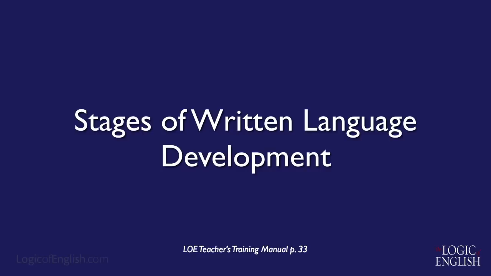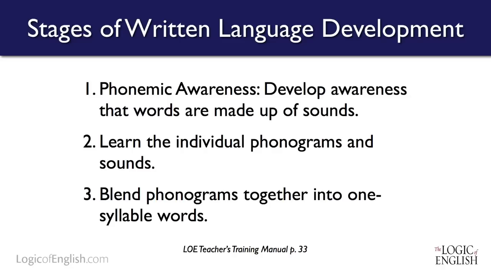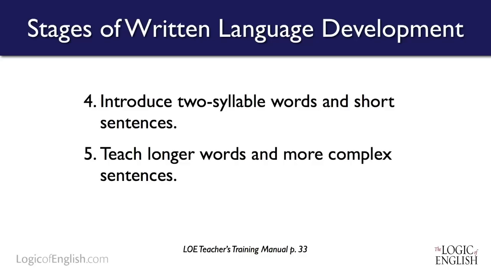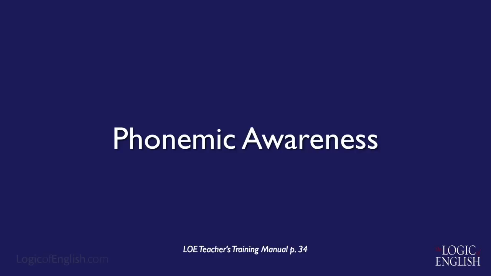So we're going to discuss the stages of how we lead students to become readers. Now, reading development begins with phonemic awareness. It begins by teaching students that the words that they say are made up of sounds, to take those words and to break them into sounds. Then we can teach them the individual phonograms and how to read those sounds. Then they can learn to blend those phonograms into one and two-syllable words, then into short phrases, and then short sentences, and then more and more complex words, and more complex sentences and paragraphs, and then stories, and being able to comprehend longer texts. So let's begin at the beginning with phonemic awareness.